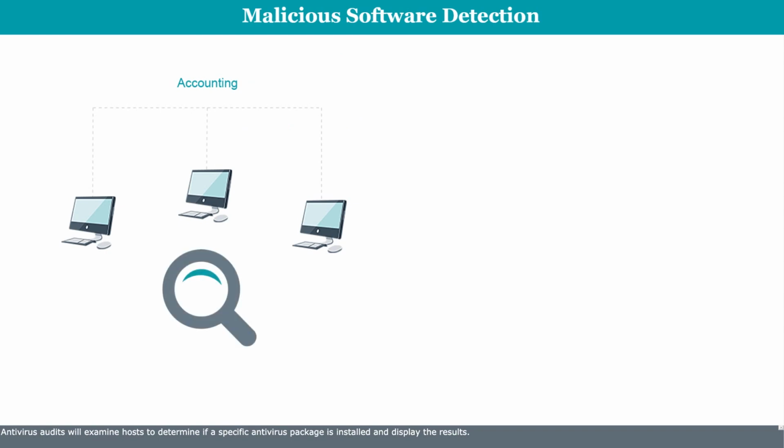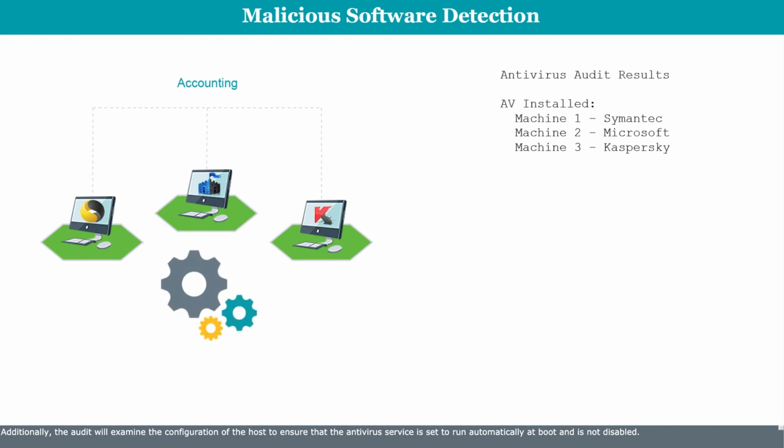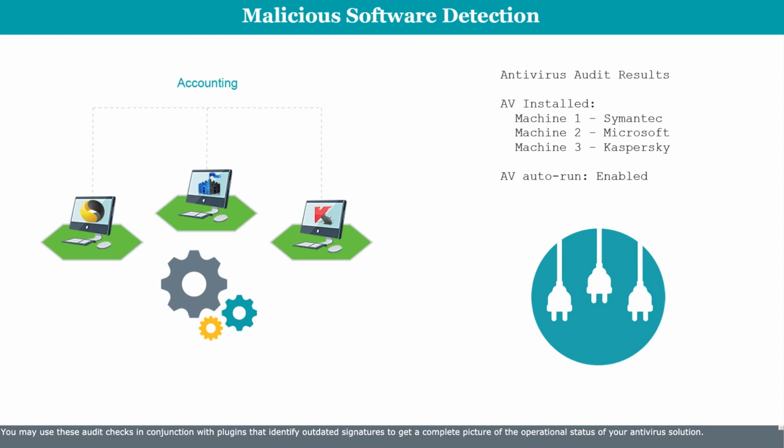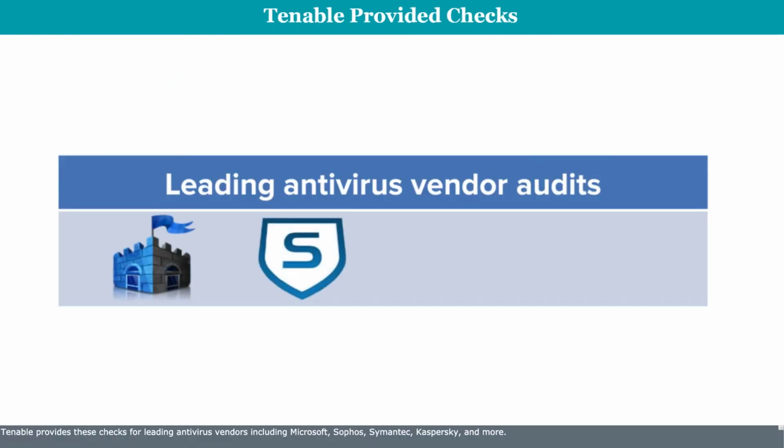Antivirus audits will examine hosts to determine if a specific antivirus package is installed and display the results. Additionally, the audit will examine the configuration of the host to ensure that the antivirus service is set to run automatically at boot and is not disabled. You may use these audit checks in conjunction with plugins that identify outdated signatures to get a complete picture of the operational status of your antivirus solution. Tenable provides these checks for leading antivirus vendors, including Microsoft, Sophos, Symantec, Kaspersky, and more.